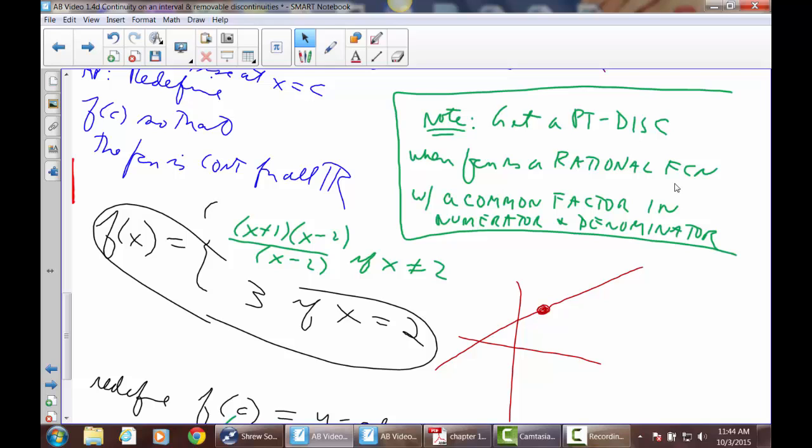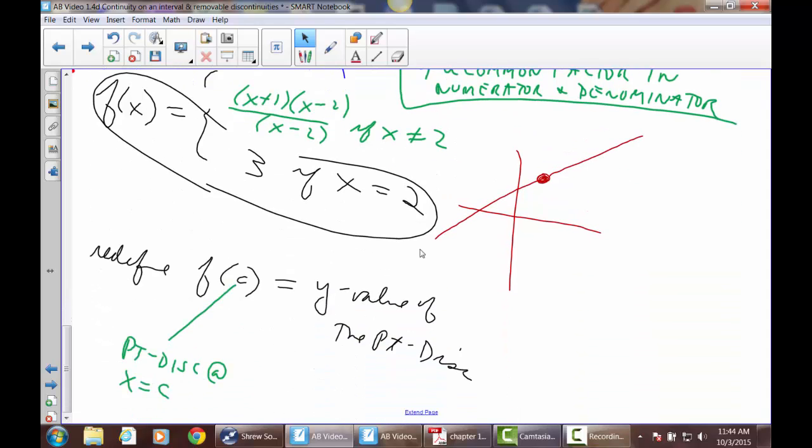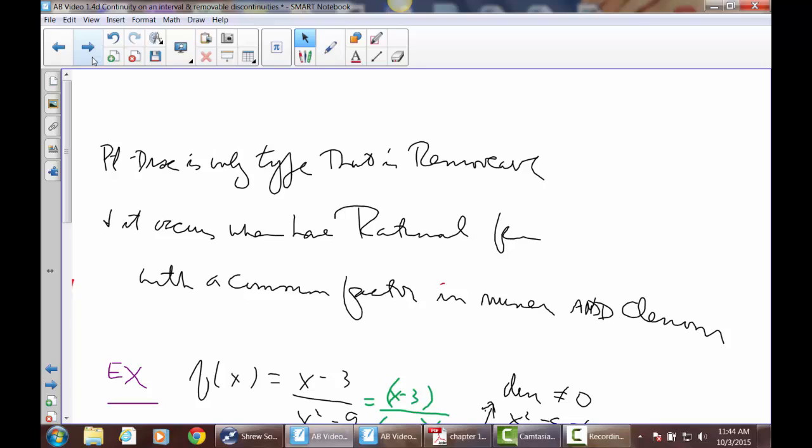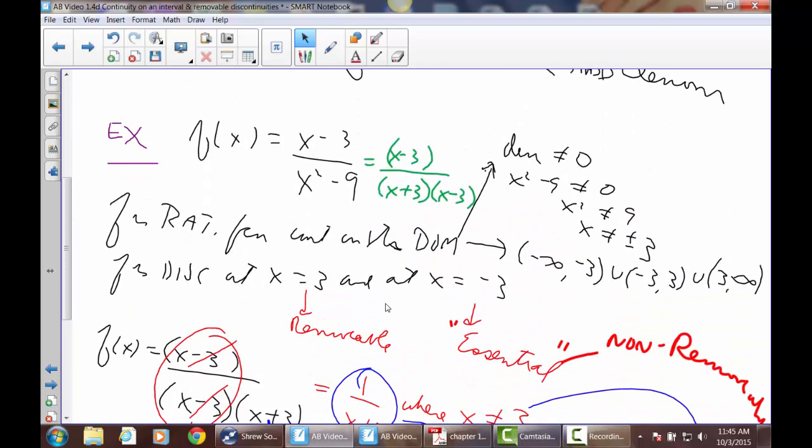It has a polynomial numerator, a polynomial denominator, and there is a common factor in the numerator and denominator. Okay, so again, point discontinuity is the only type that's removable. It occurs when you have a rational function with a common factor in the numerator and denominator.